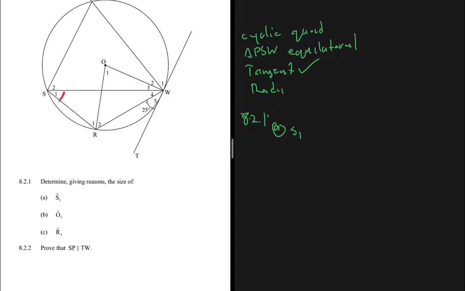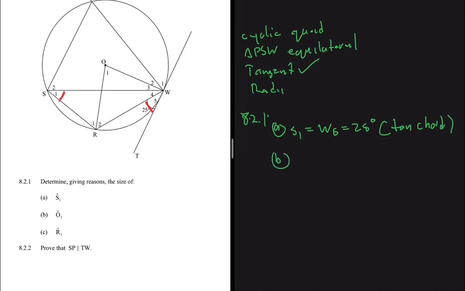And this is how we are going to determine S1. Look at W5. W5 is between TW and RW. And then at the same time, RW subtends S1. So S1 will be equal to W5. It will be equal to 25 degrees. And why are we saying so? Tan-chord theorem. And then let's move to B.